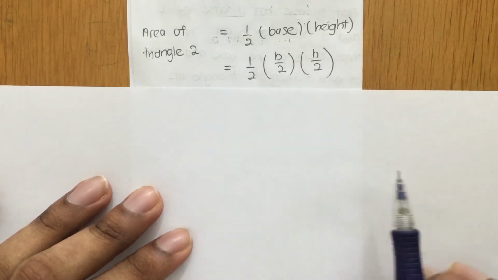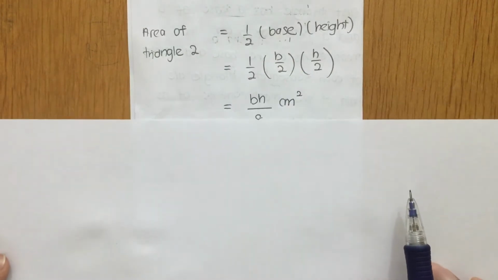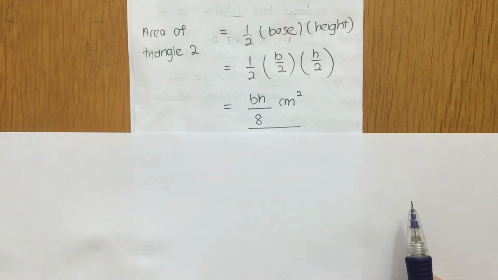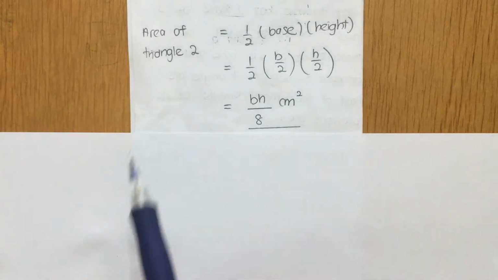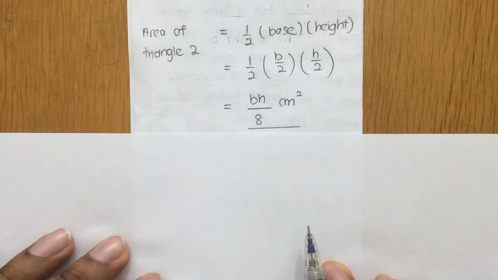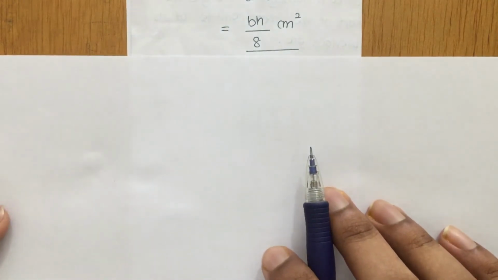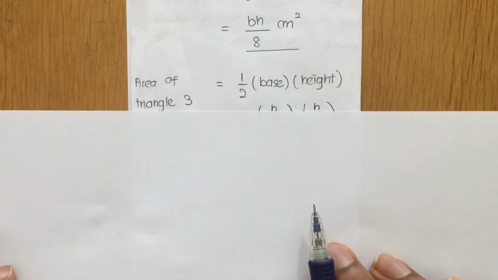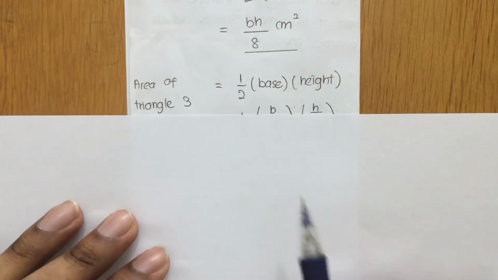So you calculate this together. From here you should get bh over 8 centimeter square. So this is for the area of triangle 2. Okay, I hope you get the concept clear. So please stay with me. Now we're going to find the area of triangle 3. Okay, so area of triangle 3, we're still going to use the same formula.